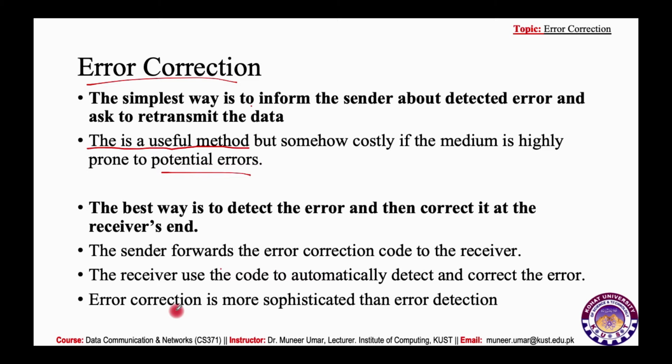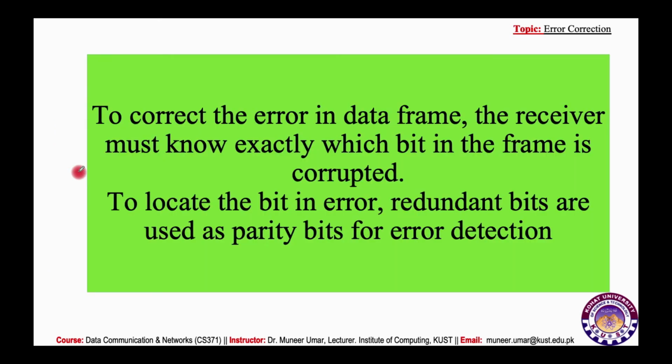This type of error correction is more sophisticated than error detection, and also more sophisticated than asking the sender for retransmission of data. To correct the error in a data frame, the receiver must know exactly which bit in the frame is corrupt. To locate the bit in error, redundant bits are used as parity bits for error detection. So, before correction of bits, it is essential to know the corrupted bits, and for detection of corrupted bits, parity bits are used.